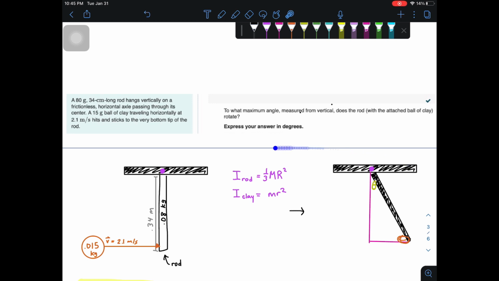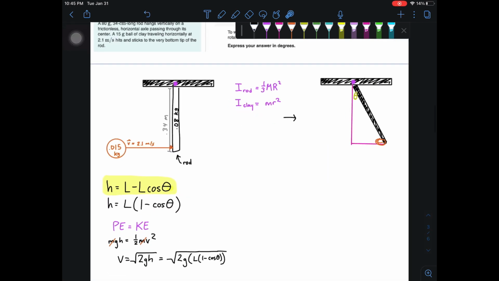So first we have a drawing of what's happening here, but before we go into the problem, we're going to go over some learning objectives. The first one is relating the moment of inertia to how far the rod will move. Thinking about what equations we're going to be using is going to be super important. In this case, we're going to be using the conservation of energy, using potential energy equaling kinetic energy in order to find the angle at which the total system will travel after the collision.